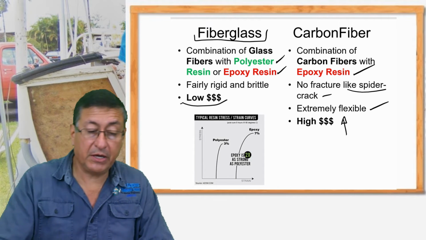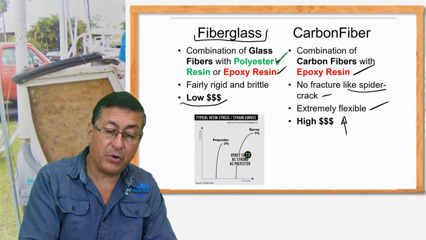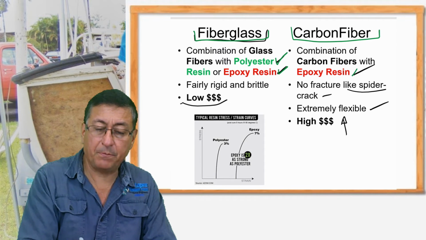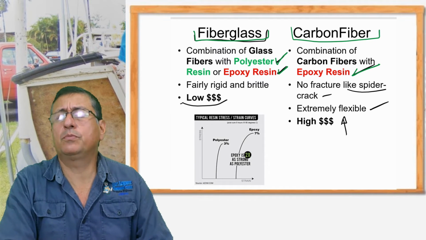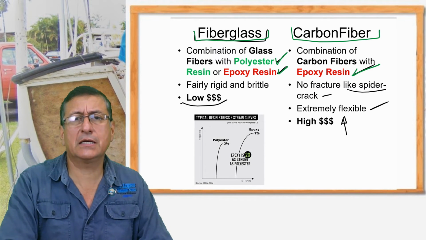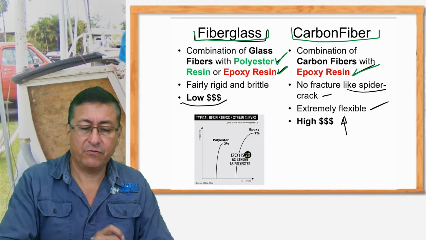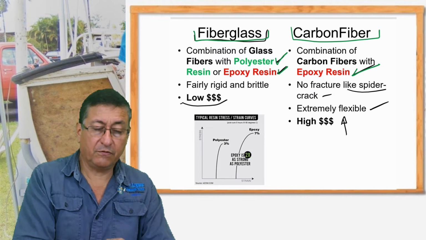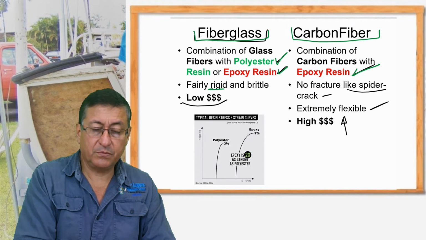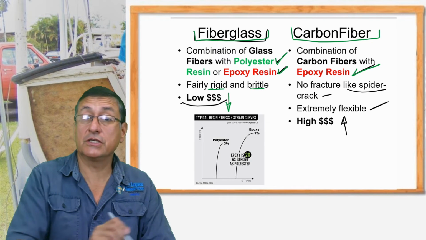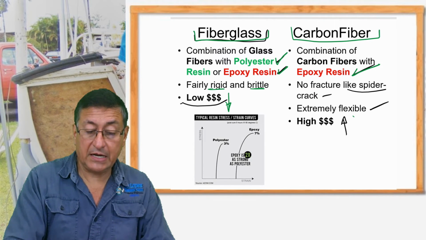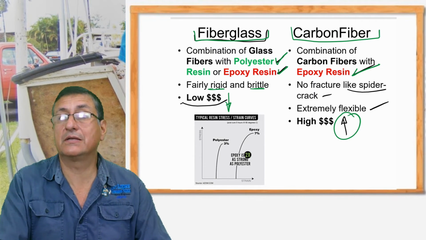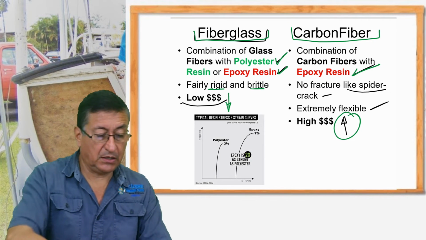Fiberglass normally can be combined with polyester resin and epoxy resin. However, carbon fiber should be combined basically with epoxy resin. Can I use polyester resin with carbon fiber? Yes, but the final structure is not the best. For that reason, the recommendation is epoxy. The inconvenience of fiberglass is that it is too rigid and brittle, but the cost is low. In comparison, the inconvenience of carbon fiber is the high cost. It's too expensive.